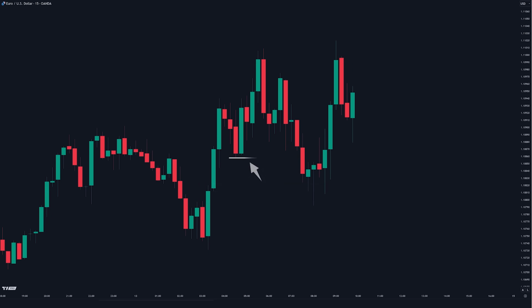You might ask, doesn't breaking below this area indicate a change of character and a shift in market direction? Yes, normally that would be considered a change of character, signaling that the market is no longer bullish. However, in this scenario, the change of character is invalid due to the liquidity concept.